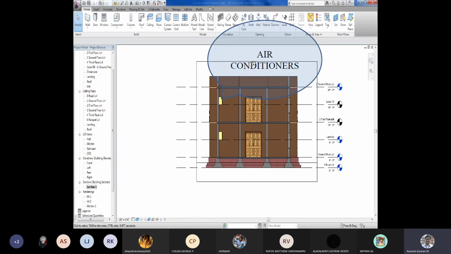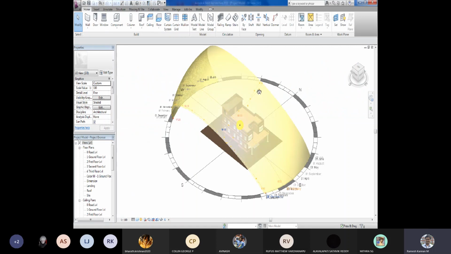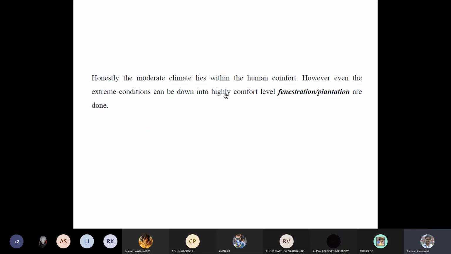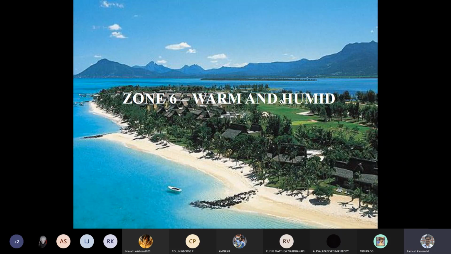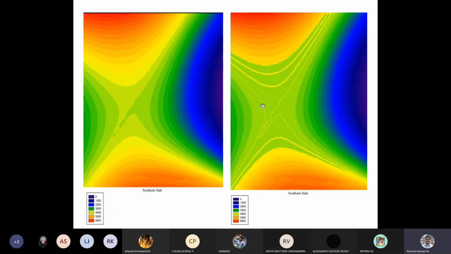And air conditioners, in fact it's not air conditioners, because it does not have moisture, so we generally recommend air coolers rather than air conditioners here. Then moderate regions, like Bangalore, you have a beautiful sun path diagram where human survival is very good. So this is an example of a Bangalore site. And fenestration and plantation is the recommendation. We'll plant good vegetation nearby. That will be a good recommendation for Bangalore sites.